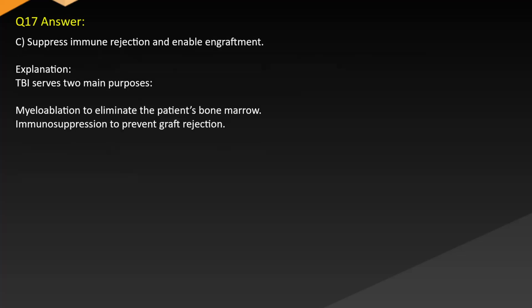Answer. C. Suppress immune rejection and enable engraftment. Explanation. TBI serves two main purposes: myeloablation to eliminate the patient's bone marrow, and immunosuppression to prevent graft rejection.